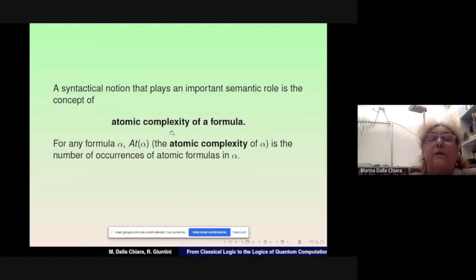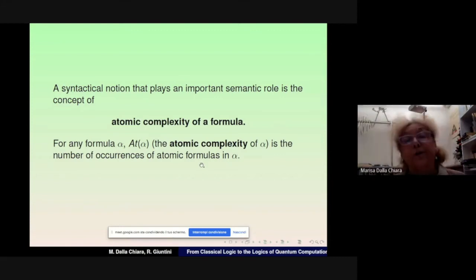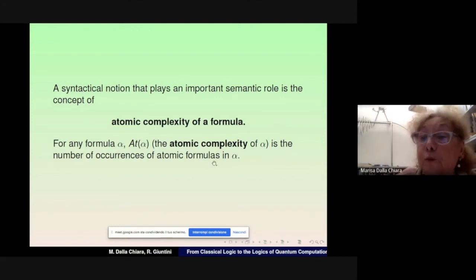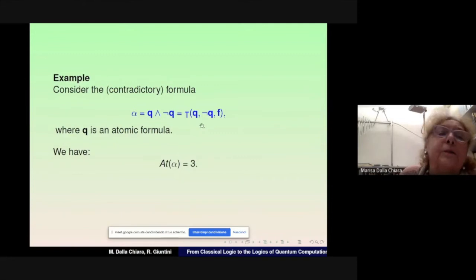What is the atomic complexity of a given formula? Let alpha be a formula of our quantum computational language, any formula. The atomic complexity of alpha is simply the number of occurrences of atomic formulas in alpha. The best thing is to look at a particular simple example.